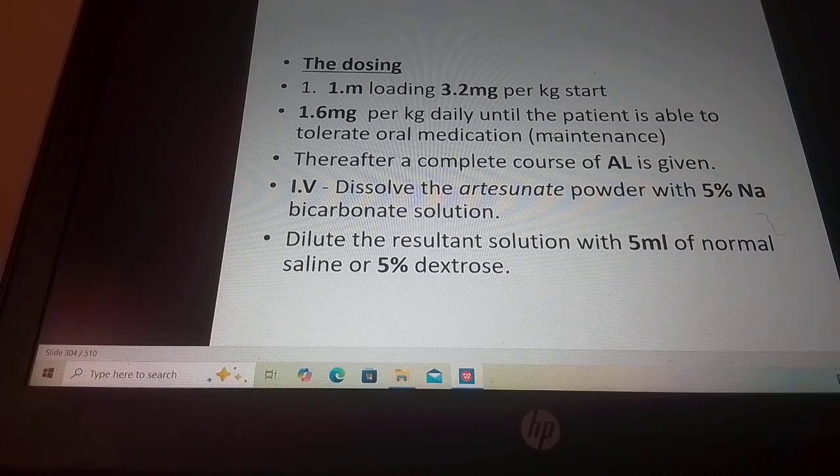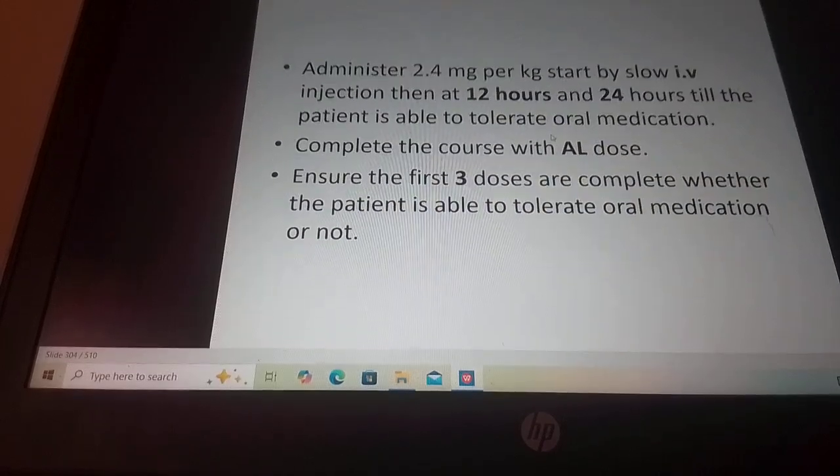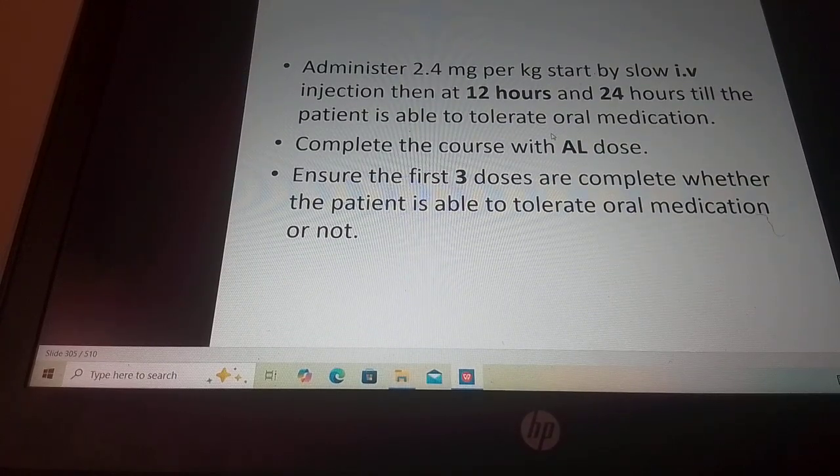And so we are also doing intravenous artesunate. First of all, you have to dissolve the artesunate powder with 5% sodium bicarbonate solution, which is provided. Then dilute the resultant solution with 5 ml of normal saline, which is also provided, or sometimes you use 5% dextrose. Then administer 2.4 mg per kg by slow IV injection. Then at 12 hours also redo the same.